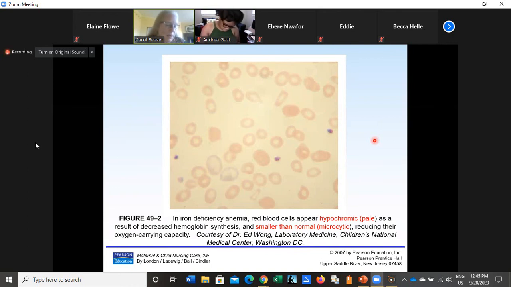And the skin might be cool and clammy too, because you tend to be cold when you don't have enough hemoglobin in your system. So increased heart rate and increased respiratory rate, that's compensatory mechanisms, and you're trying to increase the cardiac output and the tissue perfusion.